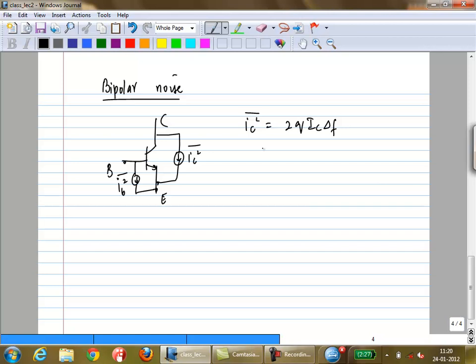And if you want to express it differently, in terms of GM, GM is nothing but IC over VT, and VT is nothing but KT over Q, right? You can rewrite this slightly differently, as 2 KT GM delta F. So this brings it to a similar form as what you have for the MOSFET. And similarly, IB squared is nothing but 2 KT times GM over beta delta F. GM over beta is 1 over R pi. If you want to express it in terms of R pi, you can call it 2 KT over R pi delta F.